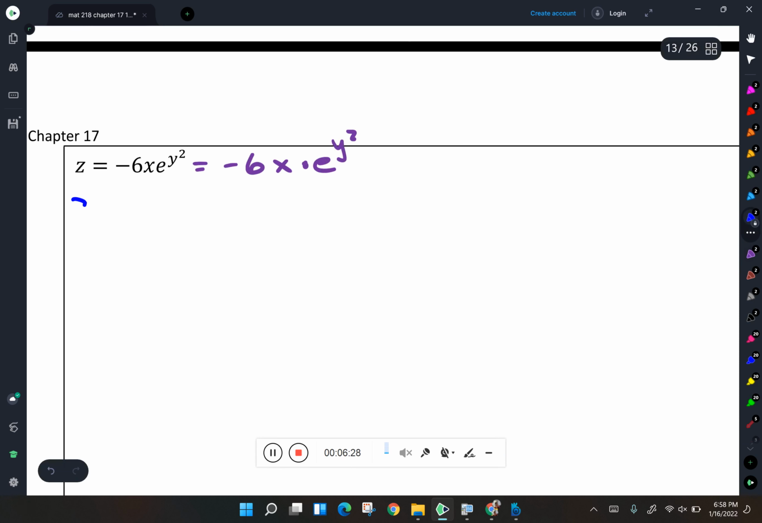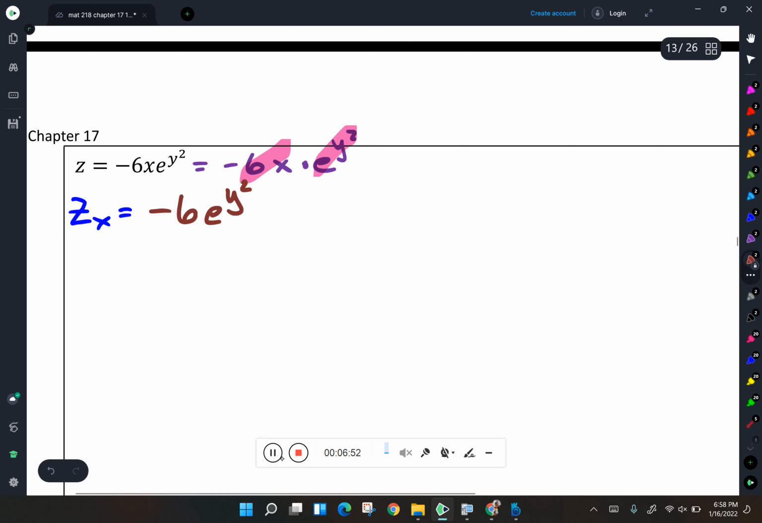All right, so first orders, z sub x. Two terms. This is the first term. That's the second term. They're being multiplied together. Actually, it's one term, but it's two things being multiplied together. So let's see. Wow, that's just going to be negative 6e to the y squared, right? Yeah, that's not too bad.